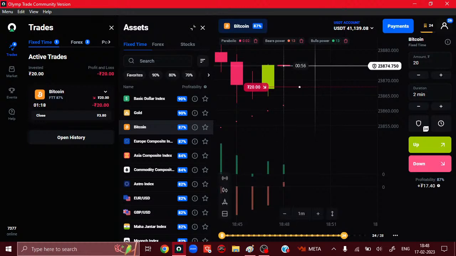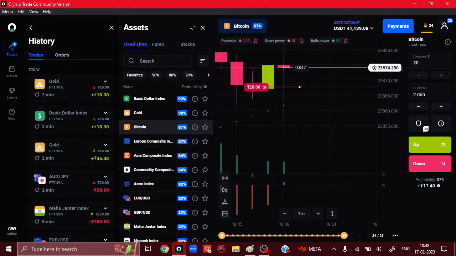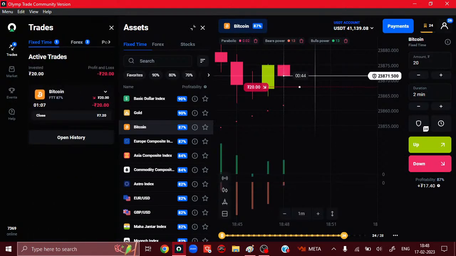So this is the fourth trade of the day. We have entered in Bitcoin. Let us wait for the result of this trade. After the result of this trade, we will decide upon the amount for the next trade.